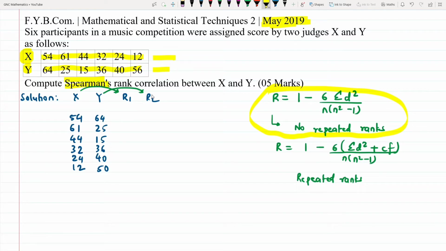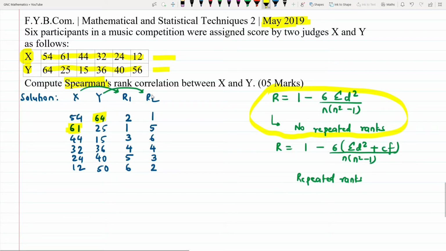Now if you look in capital X, 61 is the highest score. So we are going to give it rank 1 followed by 54, rank 2, 44, rank 3, 32, 24 and 12. In capital Y, 64 is the highest score, so that will be rank 1. Then we have 50, that will be rank 2, 40, rank 3, 36, 25 and 50.